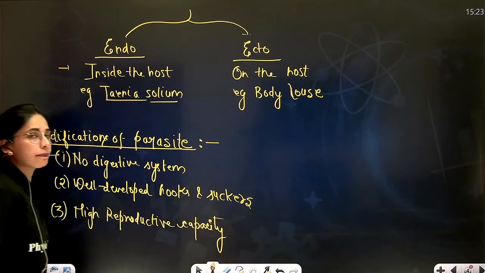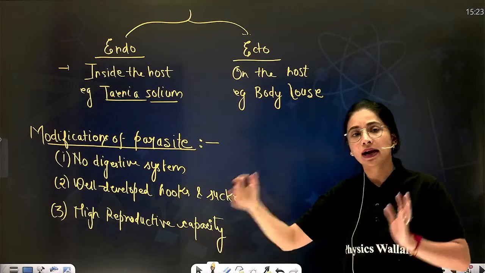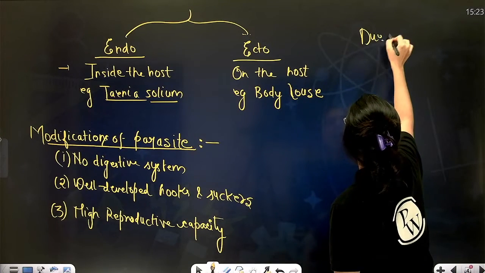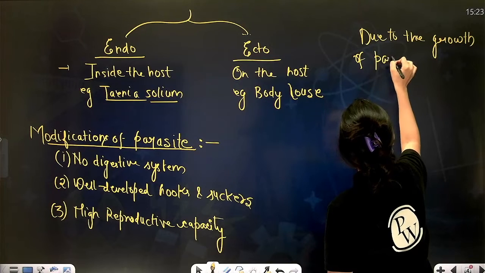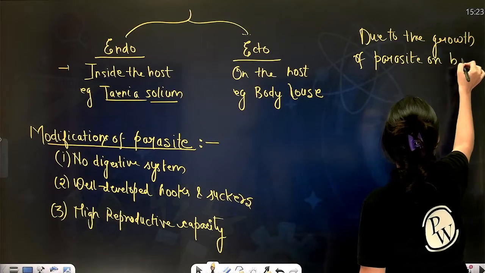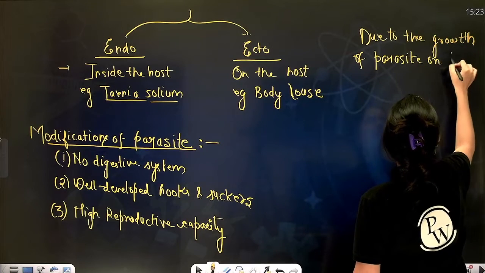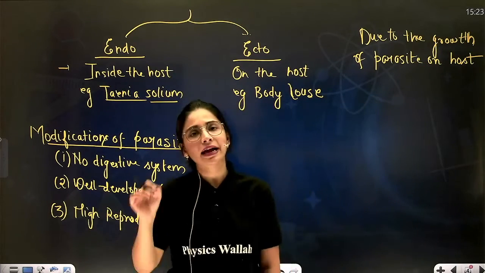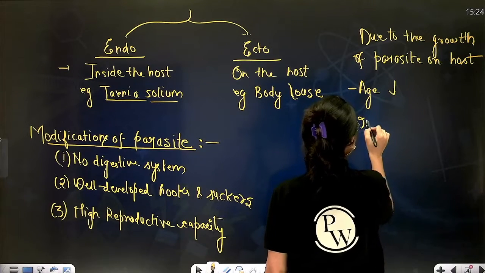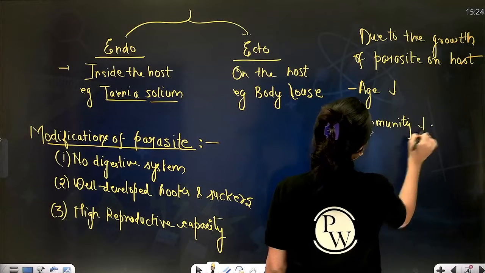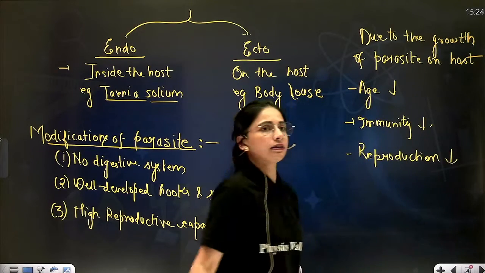They have high reproductive capacity. On the other hand, when a parasite grows on the host, just remember, due to the growth of the parasite on the body of the host, the age of the host decreases, the immunity of the host decreases, and the reproductive capacity of the host also decreases.